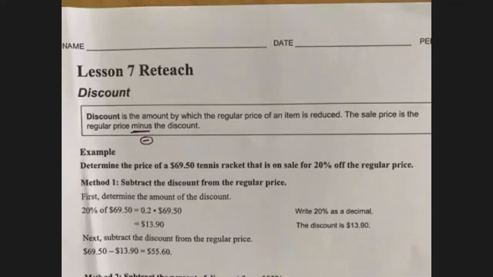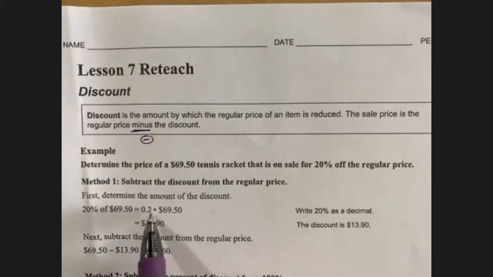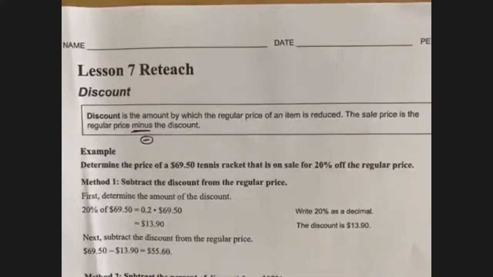Determine the price of a $69.50 tennis racket that is on sale for 20% off the regular price. So if you get the little ad and it says 20% off, you're like, yes, I'm going to take 20% off. Just like we did before, we're going to multiply the $69.50 racket times our 20%, which is 0.20. And again, notice they took the zero off the back because once you move the decimal, the zero on the back end of the decimal doesn't matter. And I multiply the two, and I get $13.90 discount.